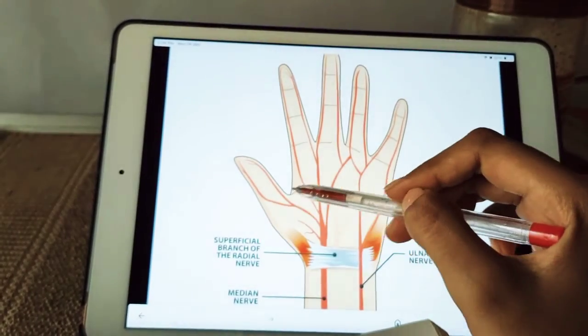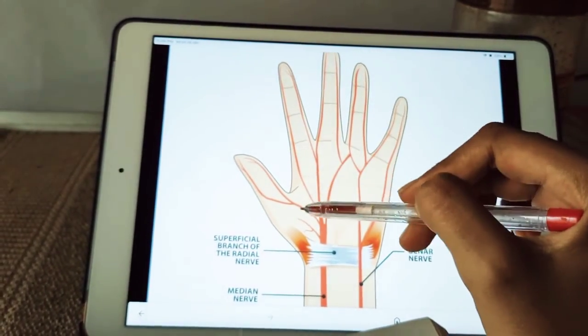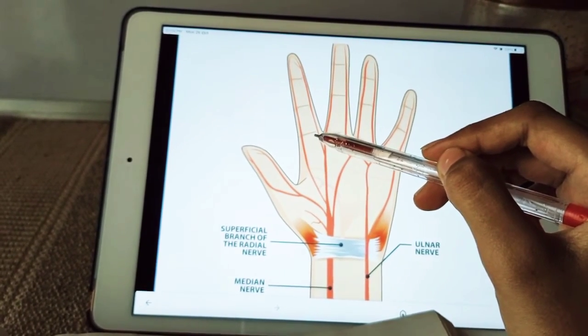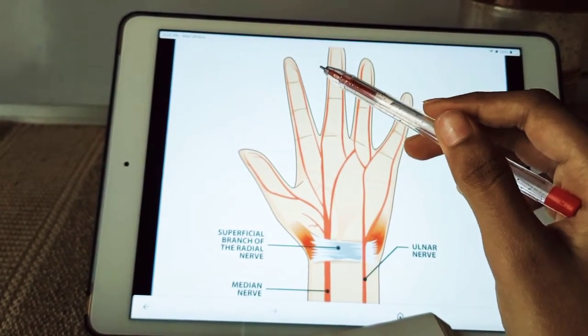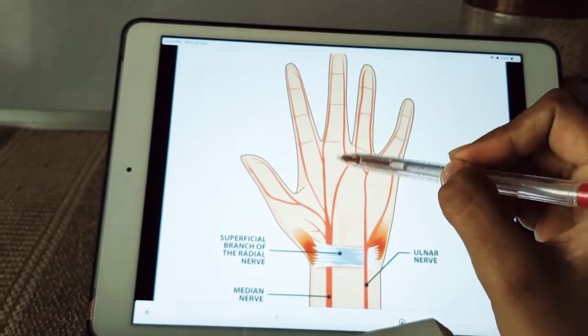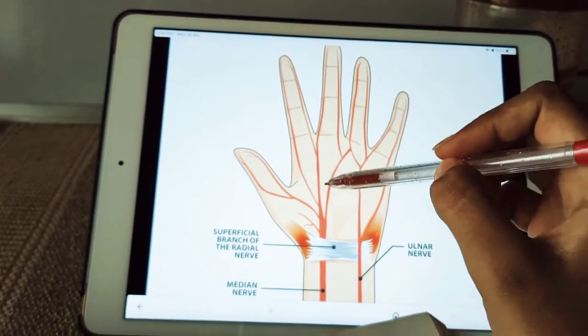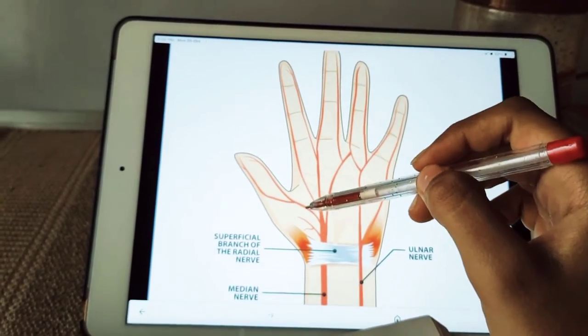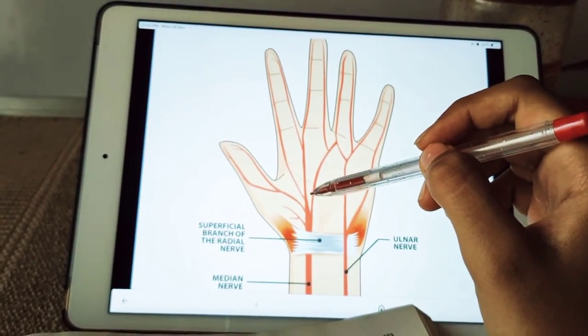Two are supplying the thumb, and only one lateral branch is supplying the index finger. The digital branch of the index finger also supplies the first lumbrical, which will be present over here. Okay. So next, coming to the medial division.